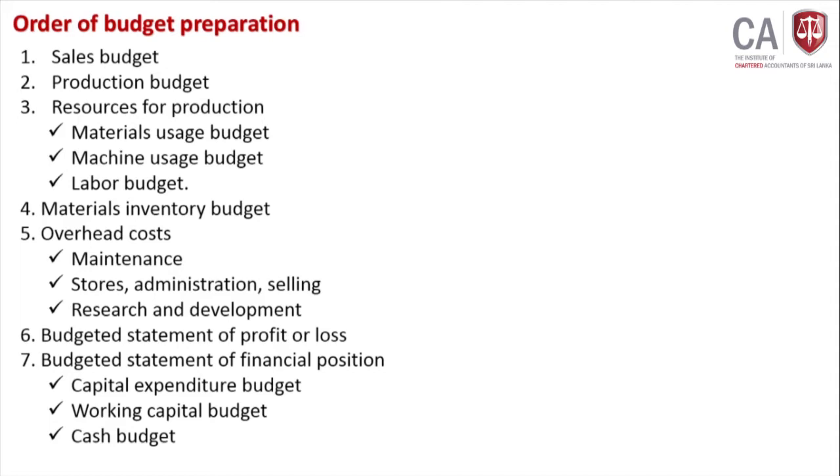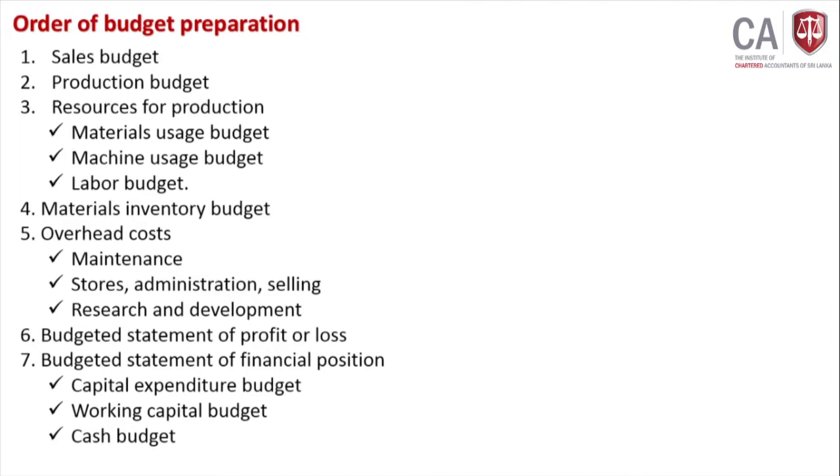You first prepare the sales budget. Based on sales, you can figure out the production requirement. To reach that sales level, what is my production requirement? And the resources for production. How many resources are needed? Material usage budget, machine usage budget, and labor budget.